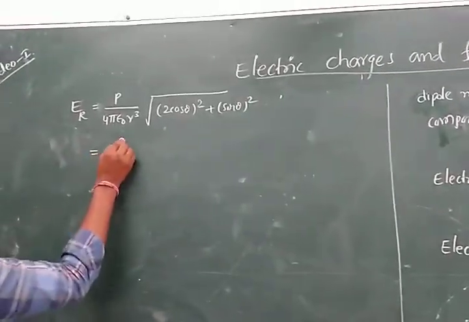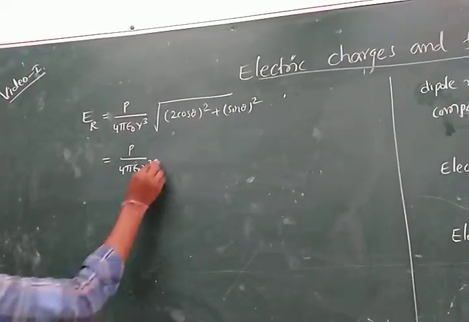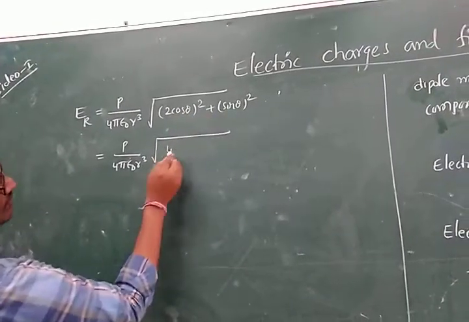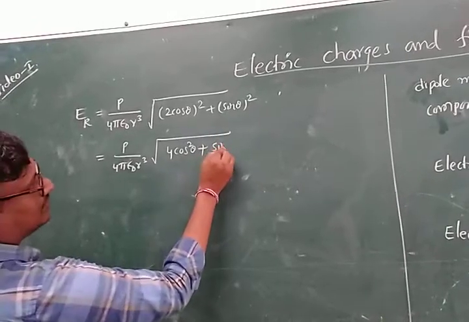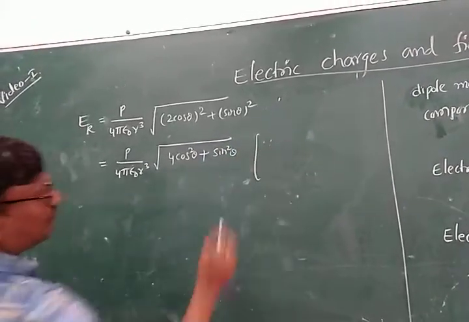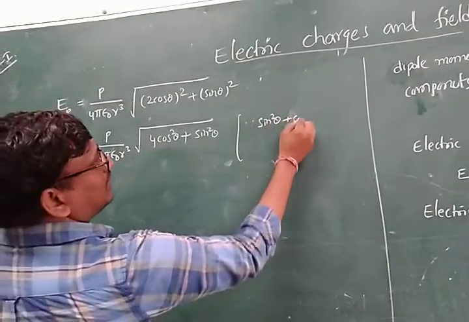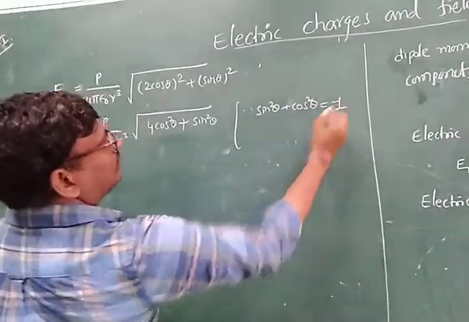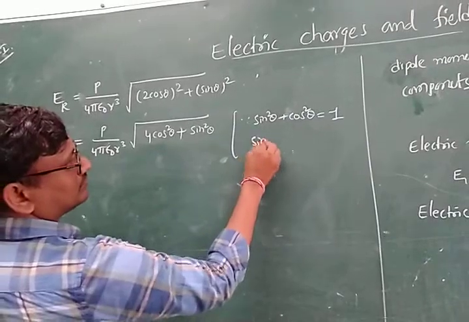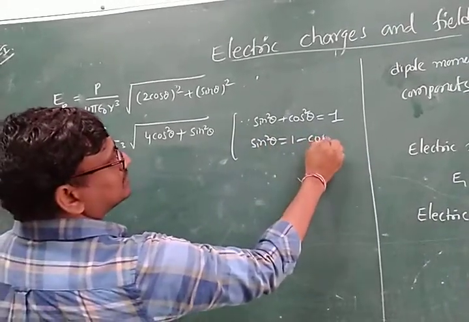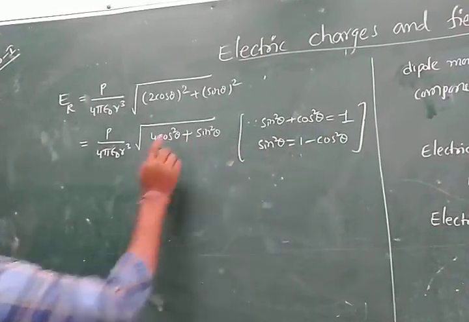So then we can write p by 4 pi epsilon r cube, into the root of 2 whole square, that is 4 cos square theta plus sin square theta. We know one of the trigonometry formulas: sin square theta plus cos square theta is equal to 1. Then we can write sin square theta is equal to 1 minus cos square theta. Now substitute this value for sin square theta.